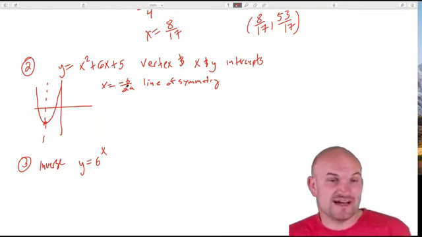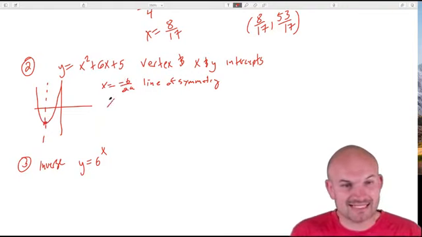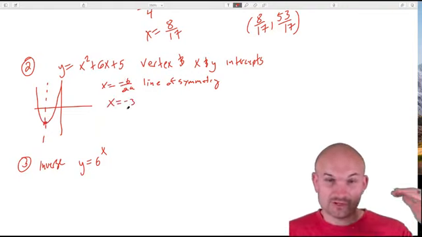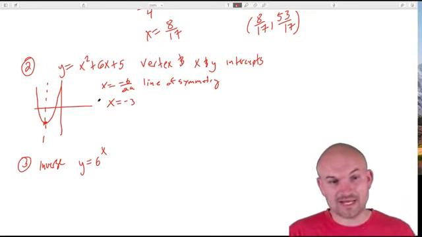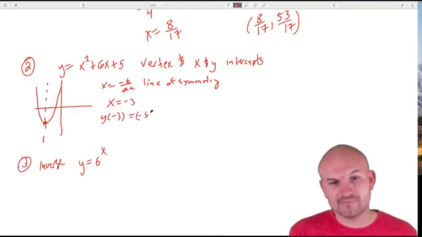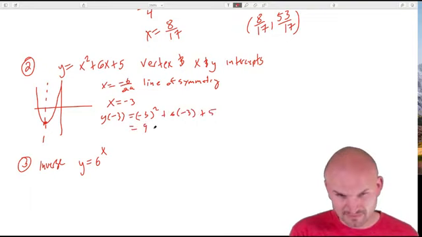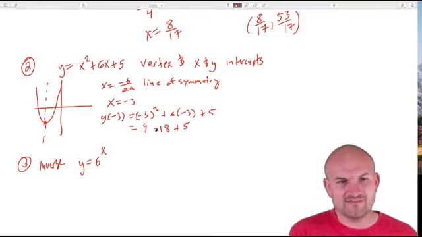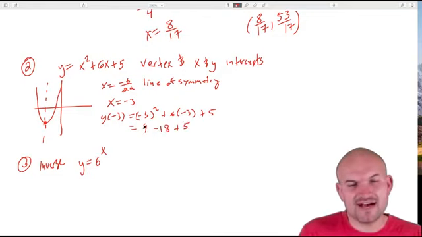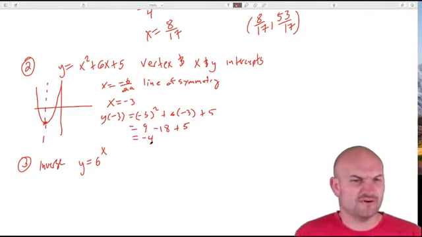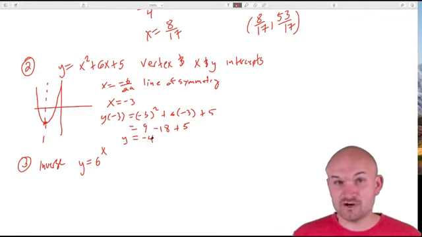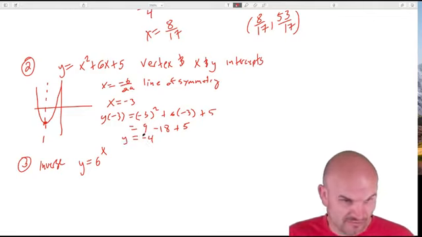One thing you could do is find the line of symmetry, which in this case would be x equals -3. Then plug in -3 to find the y coordinate. You get -3 squared plus 6 times -3 plus 5, which is 9 plus -18 plus 5. That becomes -9 plus 5, which is -4. So y is equal to -4, and the vertex is -3, -4.